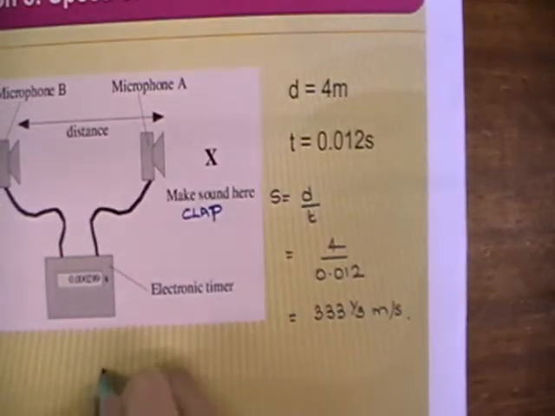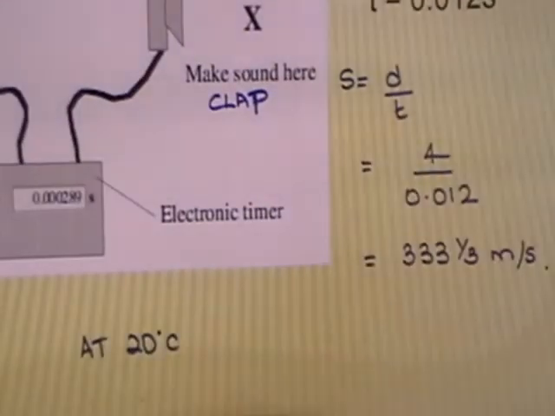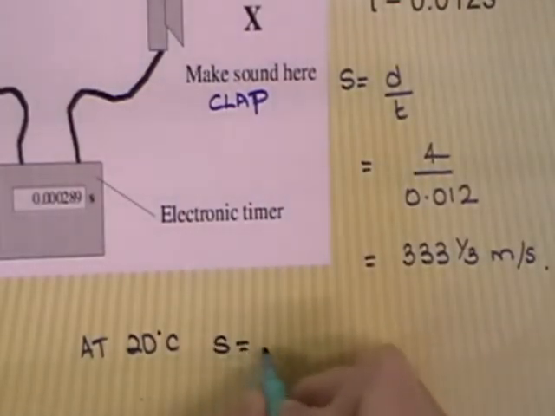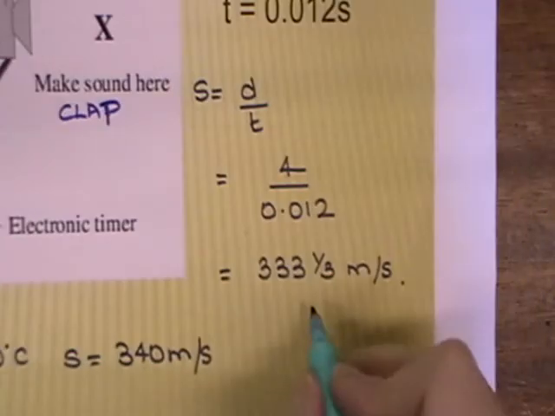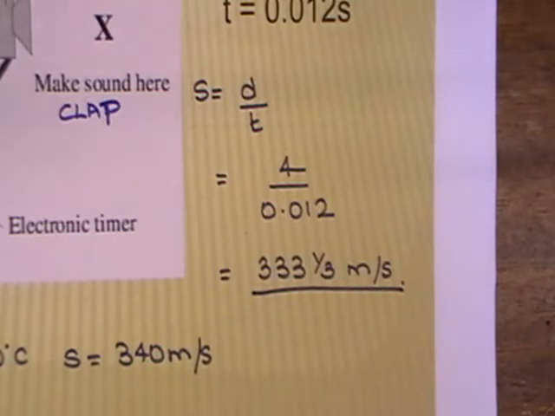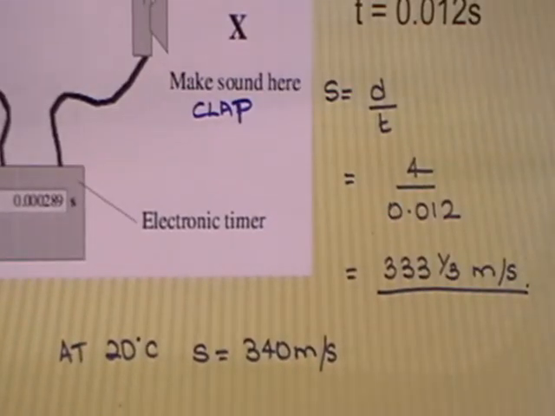Now, at 20 degrees C, it depends on the book that you look at, but at 20 degrees C, they suggest that the speed of sound is about 340 metres per second. So that's a very reasonable answer. If they ever ask you to do a question, they'll always give you a speed of sound to work with.